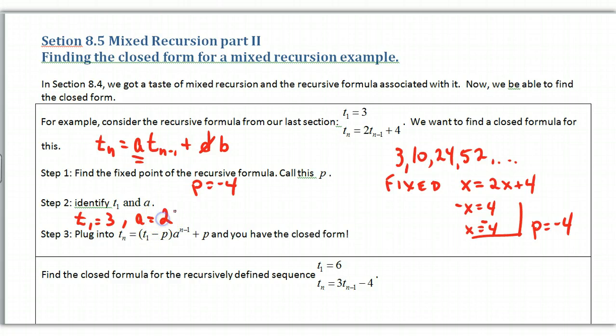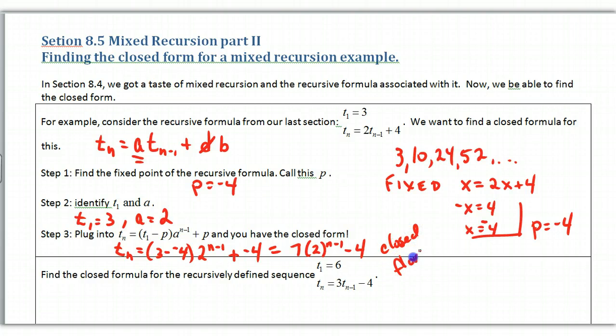In this case, A is equal to 2. So if I write this, T sub n stays, because that's what we're trying to find. T sub 1 is specific, so that's 3, minus our P, which is negative 4. It's 3 minus negative 4, so that will be a plus. Then we take our A, which is 2, and raise it to the n minus 1. And then we add back the P value. So you just plug and chug those items. To simplify, 3 and this becomes 7, times 2 to the n minus 1, minus 4. This would be our closed form.